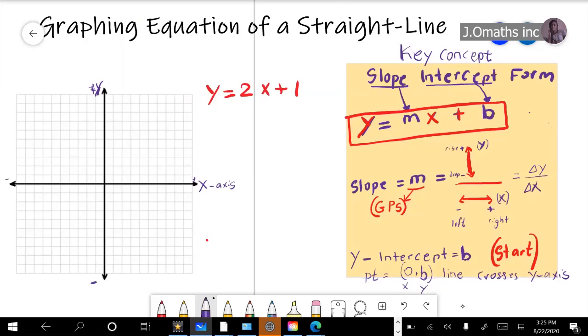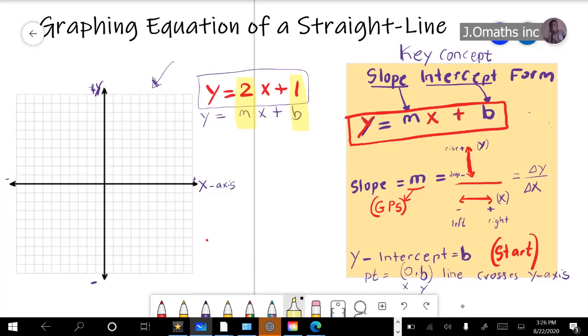While the y-intercept, which is b, is the start point, a point on the line that crosses the y-axis. So we're going to draw this line on this coordinate plane. First of all, we line up our equation with the slope-intercept form, y equals mx plus b. If we line our equation in this format, we can tell our slope is 2 and the y-intercept is 1.